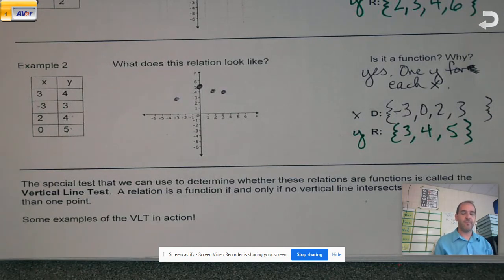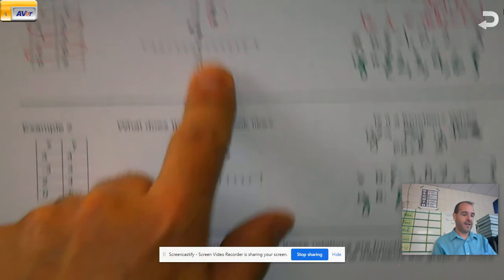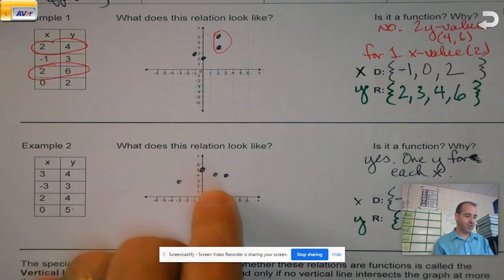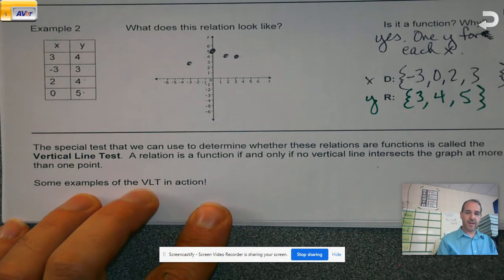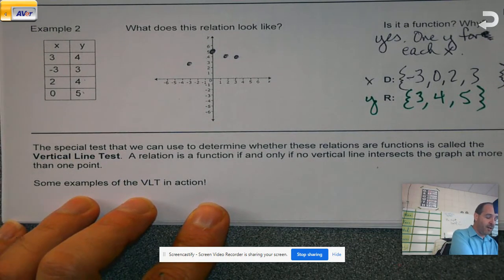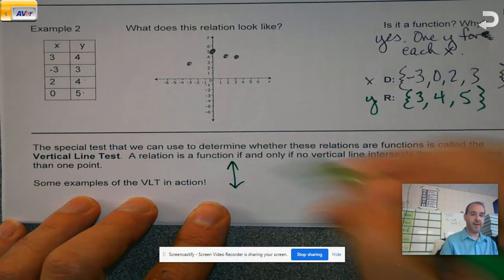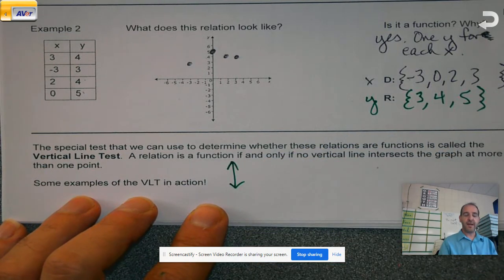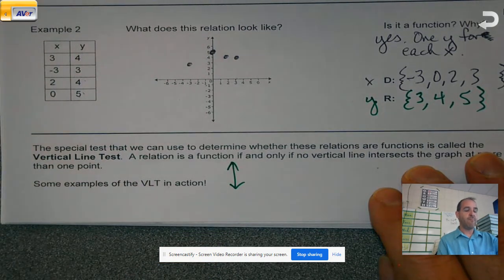But the graph is where people tend to get messed up. They're like, the chart I can do, this I can do, but this graph, I get confused on, like, this 2 points is bad, this 2 points is okay. What's the deal? We have a test we can use for that. It's called the vertical line test. Okay? Vertical up and down line test, which basically tells us if I draw a vertical line anywhere through my graph, I should only go through at most one x value each time I do that.